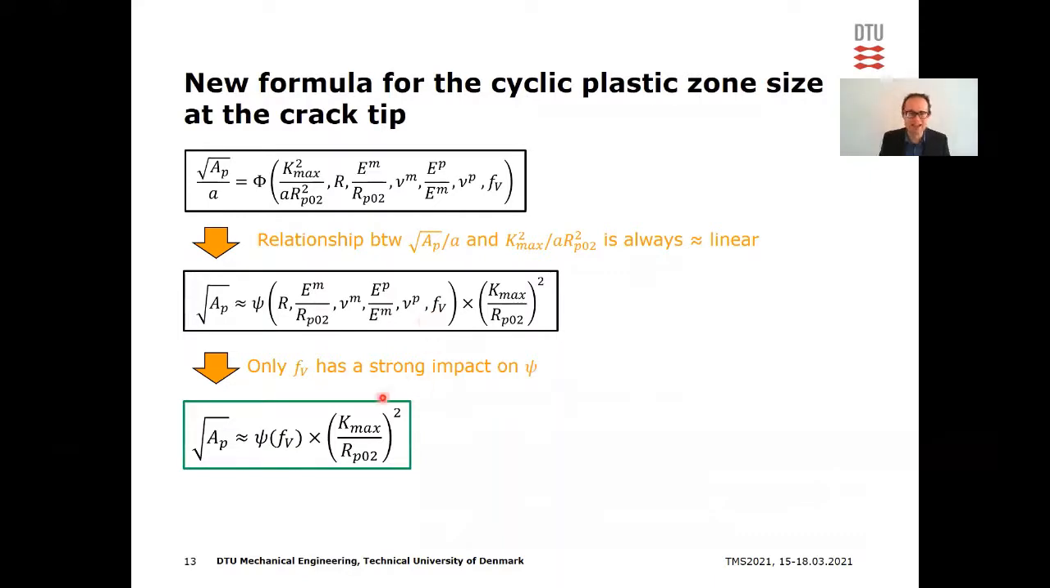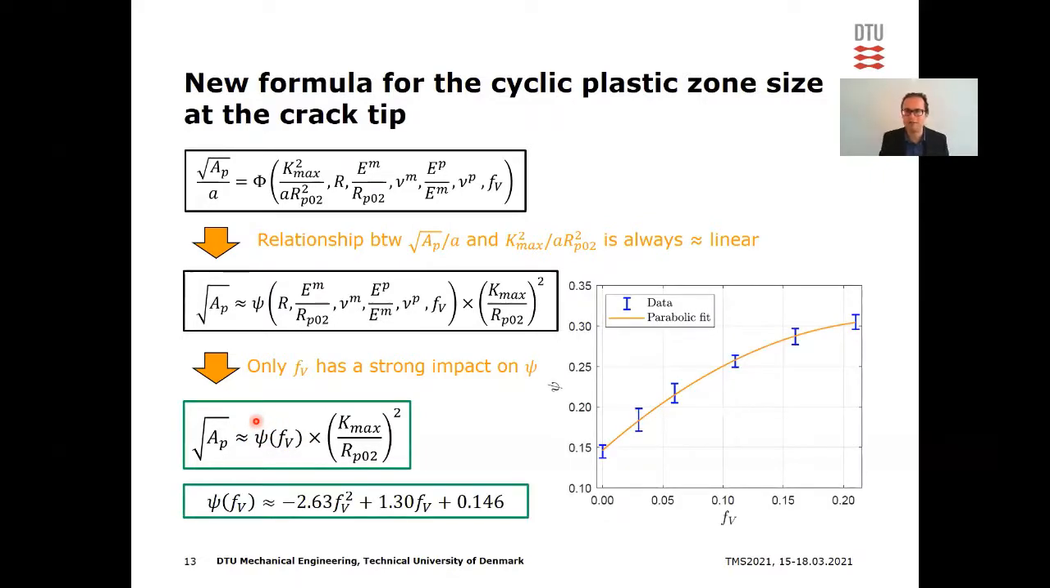So that eventually we are left with this simple expression that states that the size of the plastic zone, measured by the square root of the plastic area, is given by a function of the particle volume fraction times the ratio between the maximum stress intensity factor and the material yield stress, squared. And the only thing we don't know here is the shape of this psi function, but this is something that we can obtain by fitting a large number of numerical situations. And what you see here is actually the outcome of this data fitting procedure.